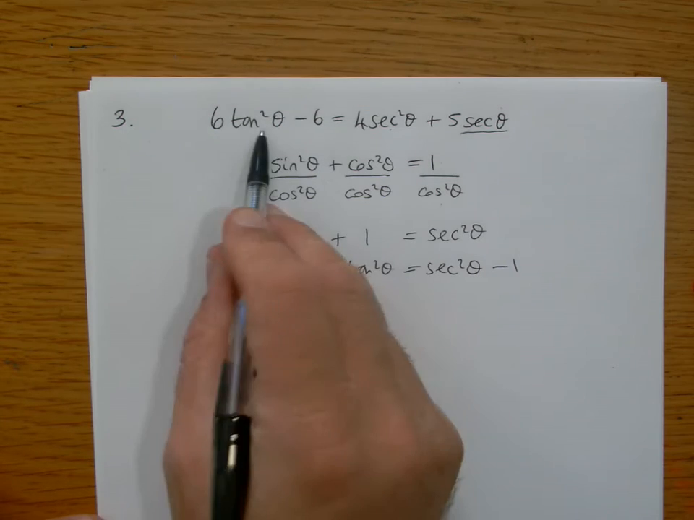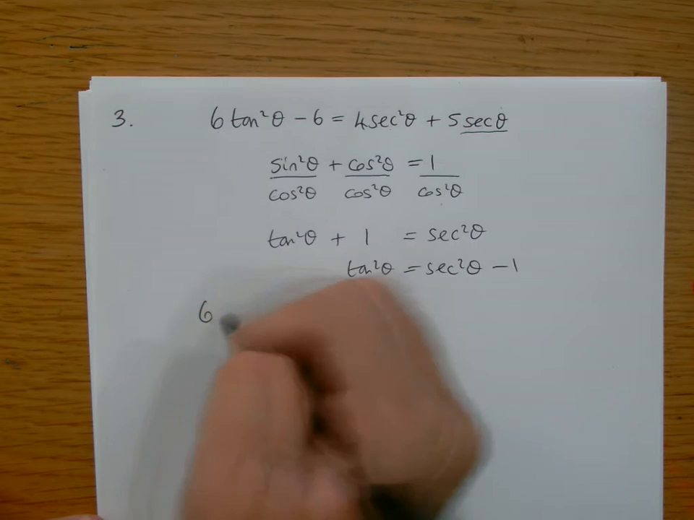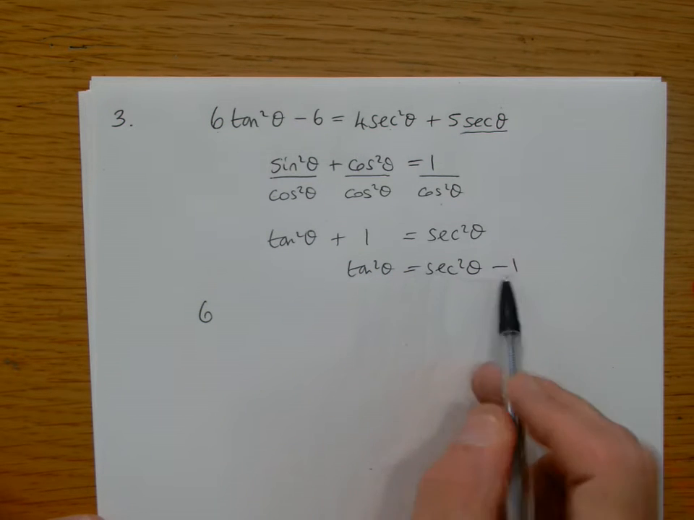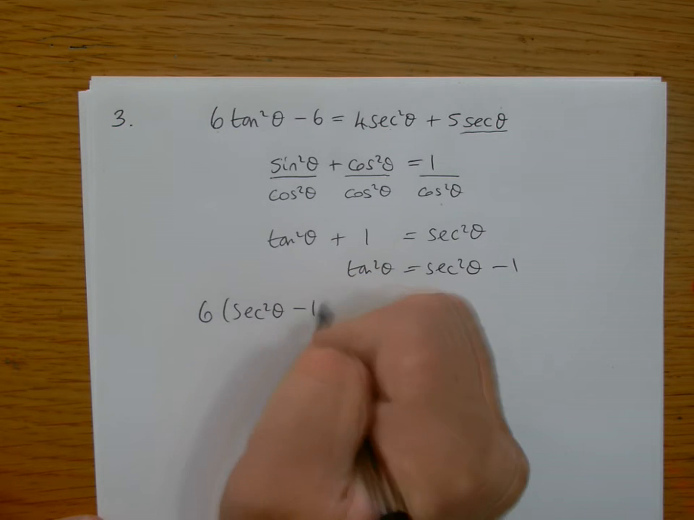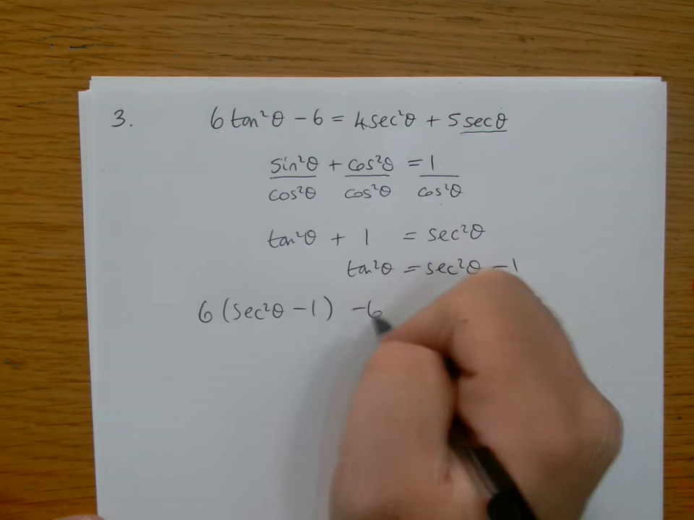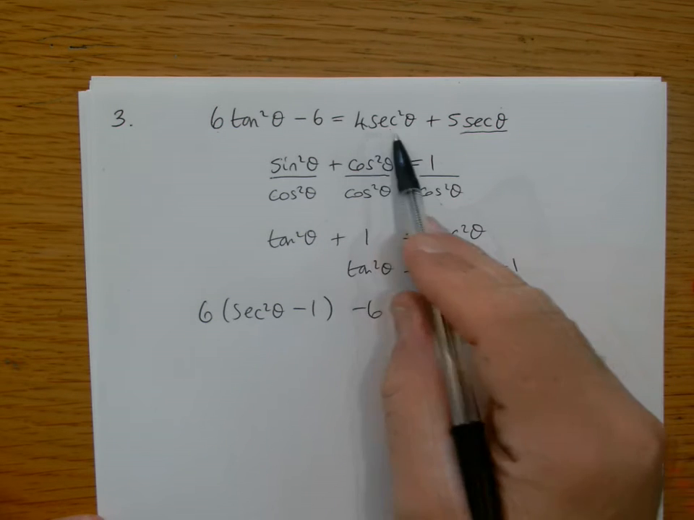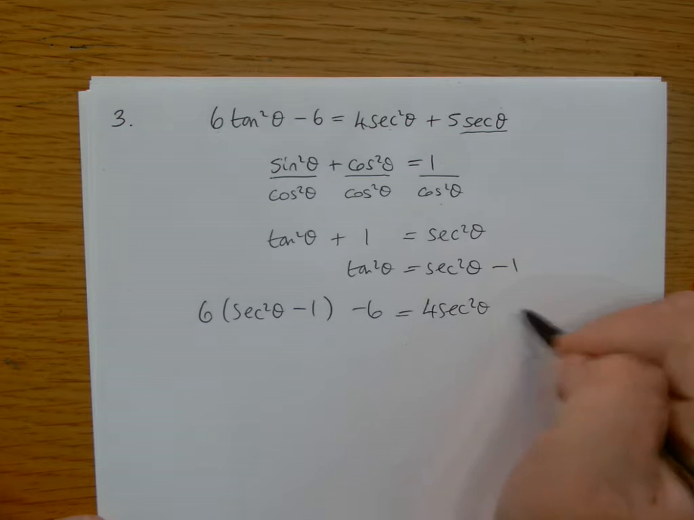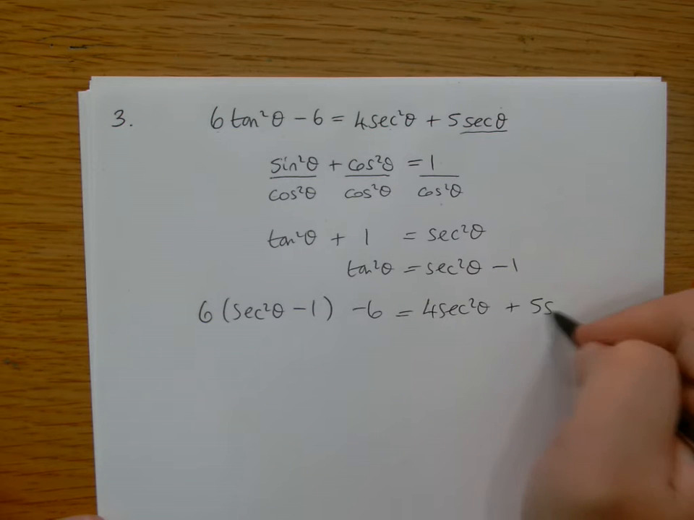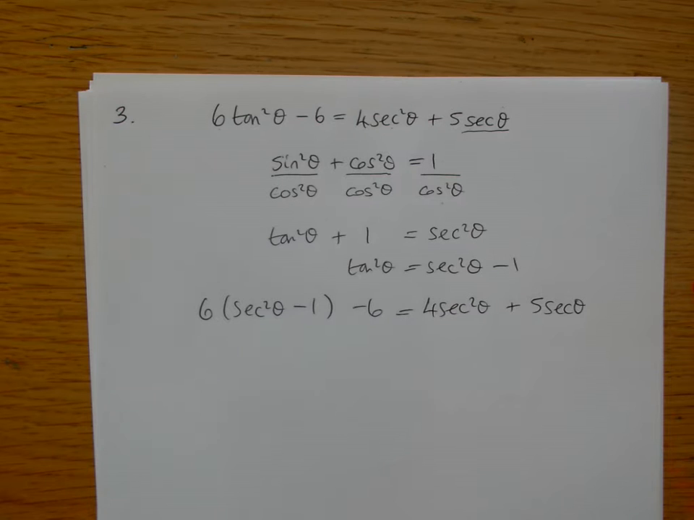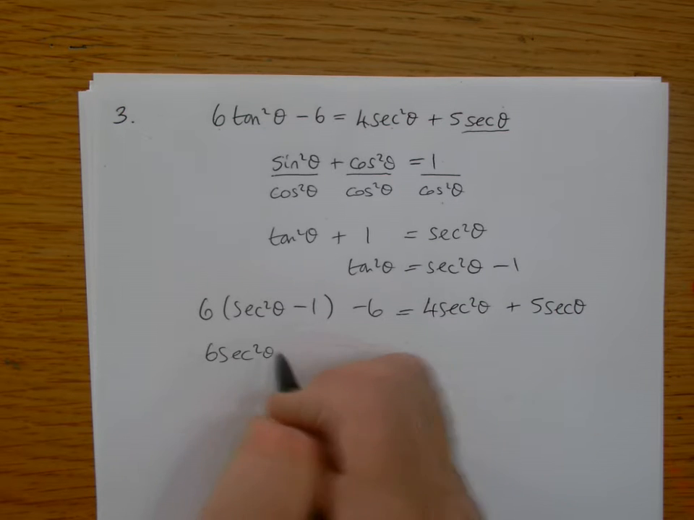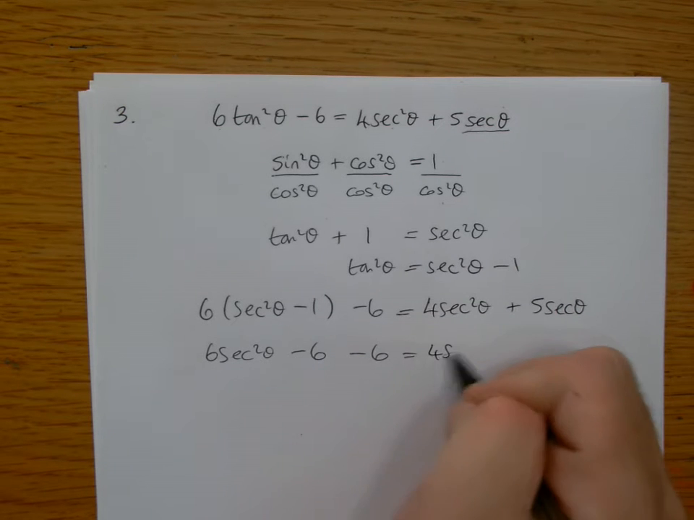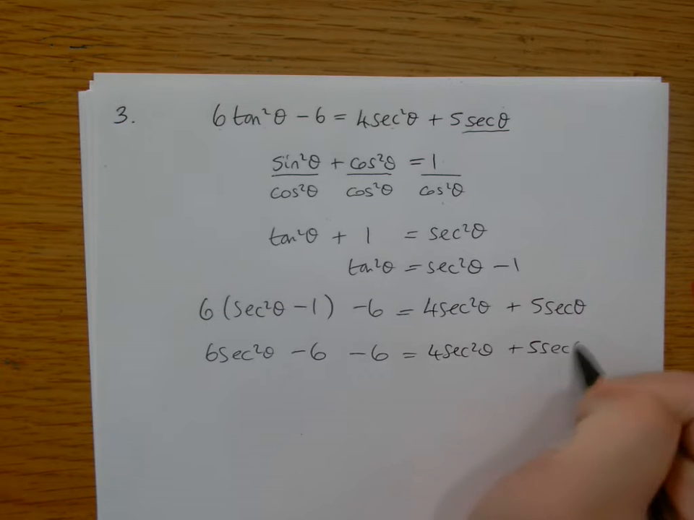Then we're going to substitute this in. So I've got 6 tan squared, while tan squared is that. So we'll put sec squared theta minus 1 there, minus then the 6, and that will equal 4 sec squared theta plus 5 sec theta. So it's a simple case of simplifying this. Replace my tan squared with that there, so I get 6 sec squared theta minus 6 minus 6 equals 4 sec squared plus 5 sec theta.